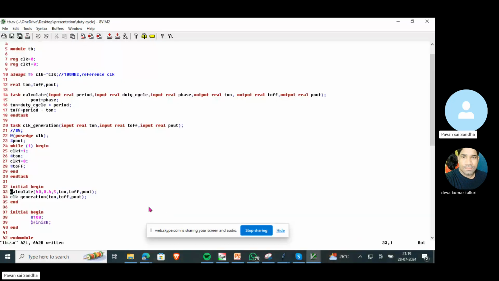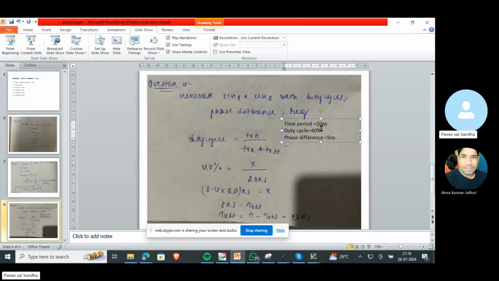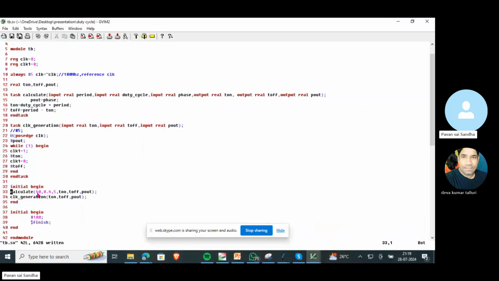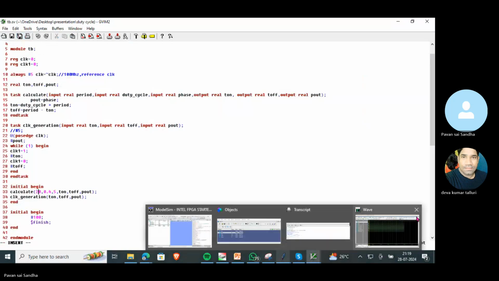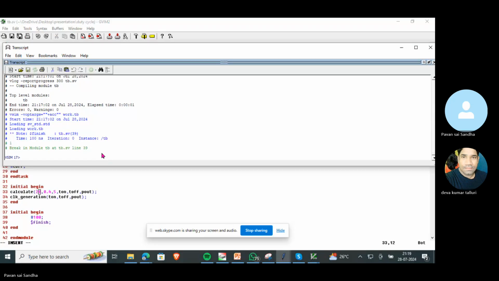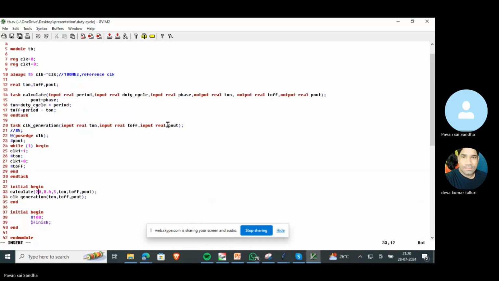Oh, sorry. I want to mention that here I have given 40 as a duty cycle, but I calculated it in my notes as 20. So I will make that change in the code. That's the difference. Here I have given 20 nanoseconds, but in the code I gave 40. That's the only difference. So I will make the change. Okay, I should get the output accordingly. I will run it again. I will save it again. Only that change, no more errors.